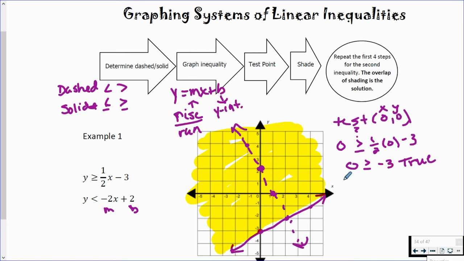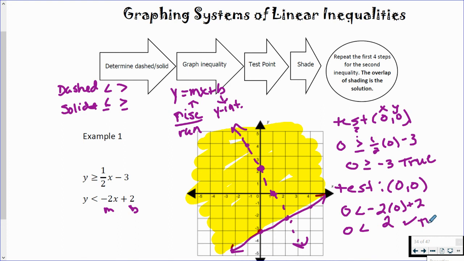And then again, we're going to test a point. Again, I'm going to test 0, 0 because that's an easy one to use. I put 0 and 0 in here. So is 0 less than negative 2 times 0 plus 2? Is 0 less than 2? The answer is yes, that is true. So again, we shade in that side with 0, 0.